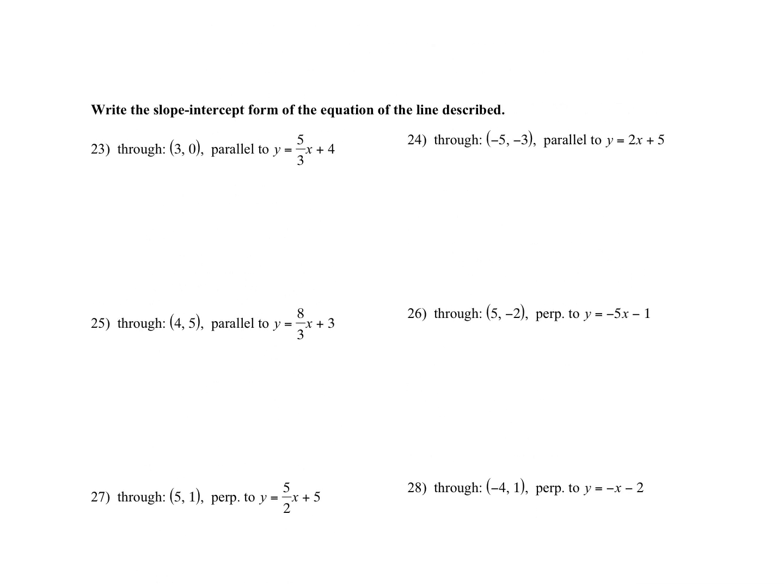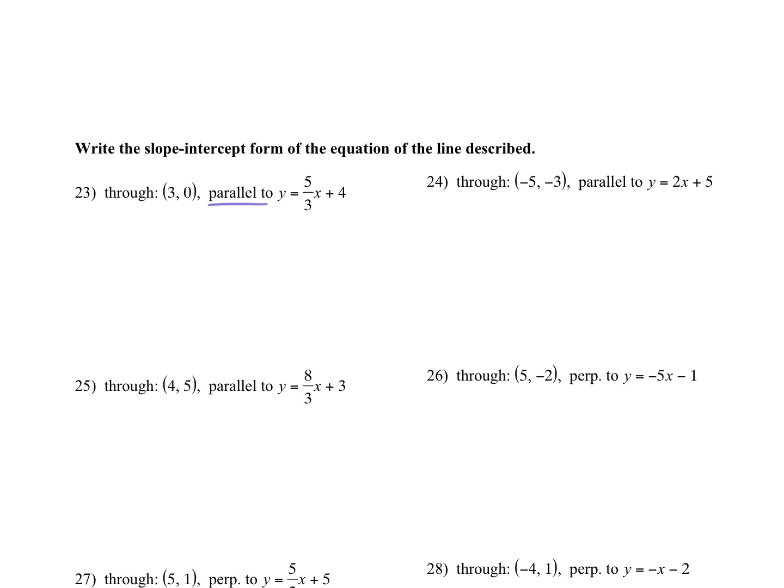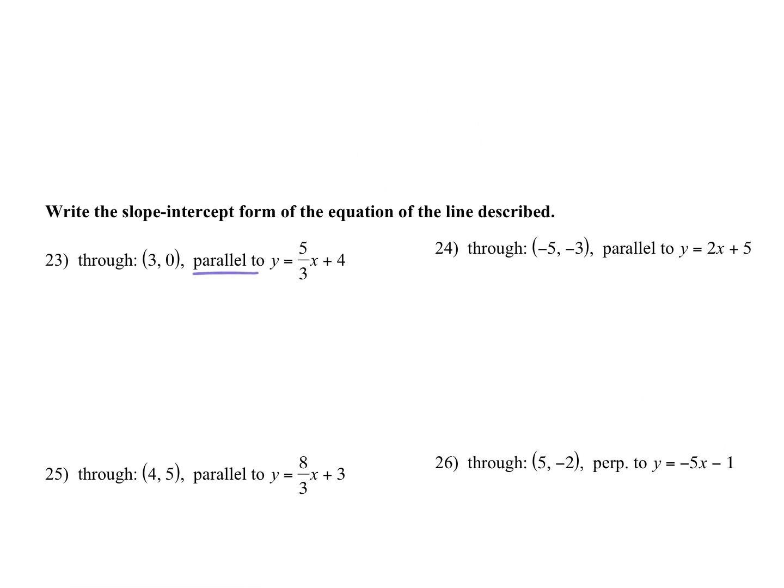So if you're asked to write the slope-intercept form of a line parallel or perpendicular, I'll explain what that means. This was in the video that you guys watched. So parallel is going to have the same slope. If it is perpendicular, it's going to have the opposite reciprocal.